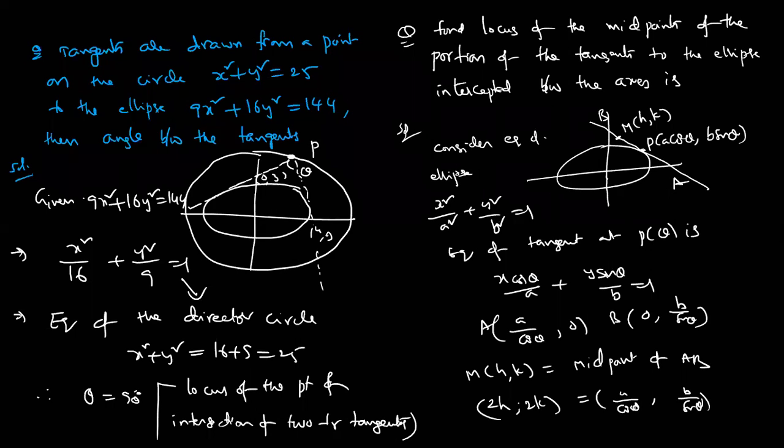Midpoint of AB means 2h comma 2k is equal to a by cos theta, b by sin theta. What is the answer? Shall I proceed to the next slide?